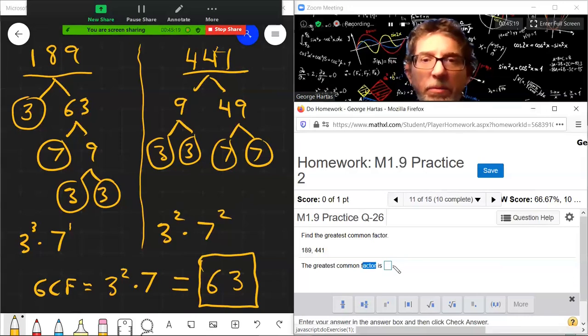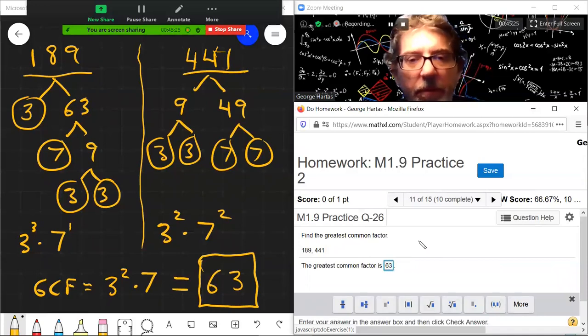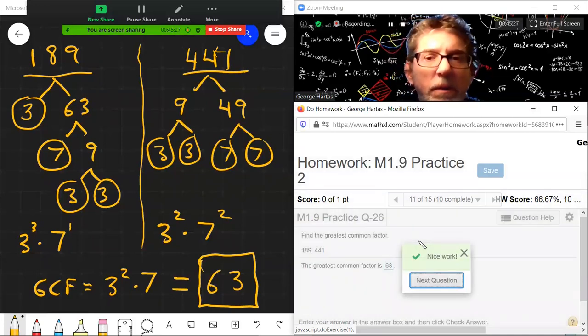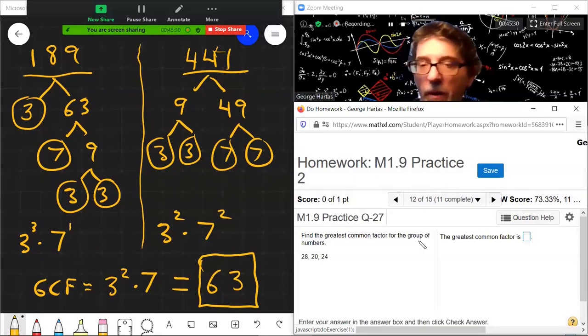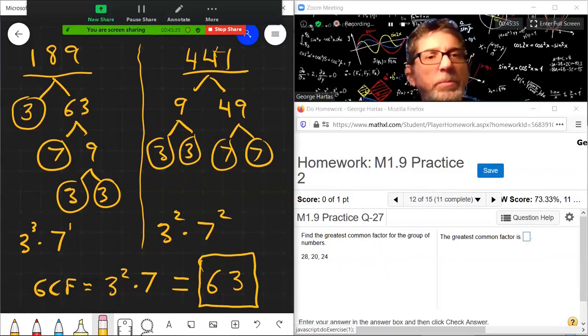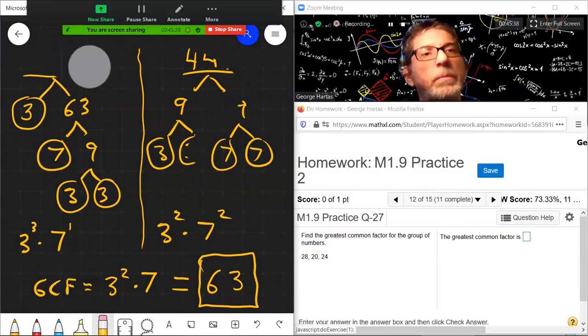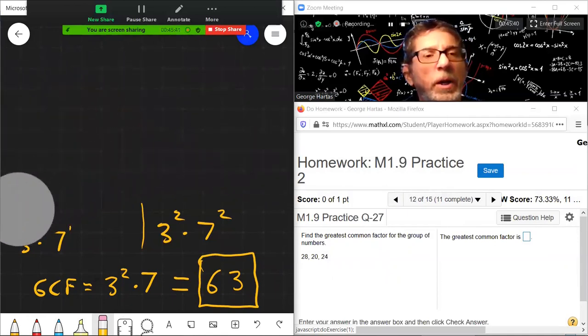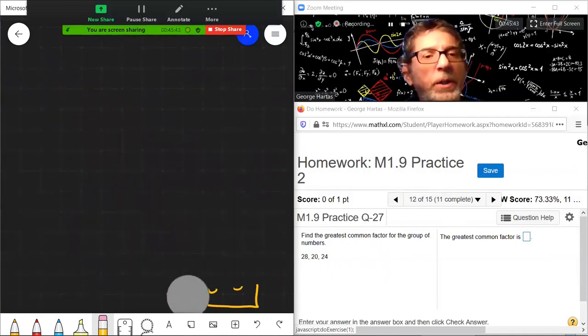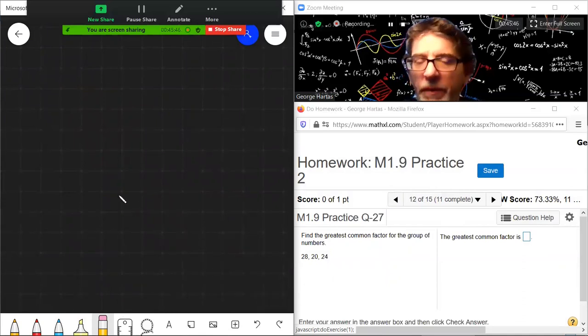So let's try 63 and see if that works. Here they're giving us 3 numbers. It doesn't matter, it's the same technique. And remember, this is one way to do it. There are other ways to do it. In fact, later on, we'll do a different technique. But right now, let's use this method. So let's write out our prime factorization.